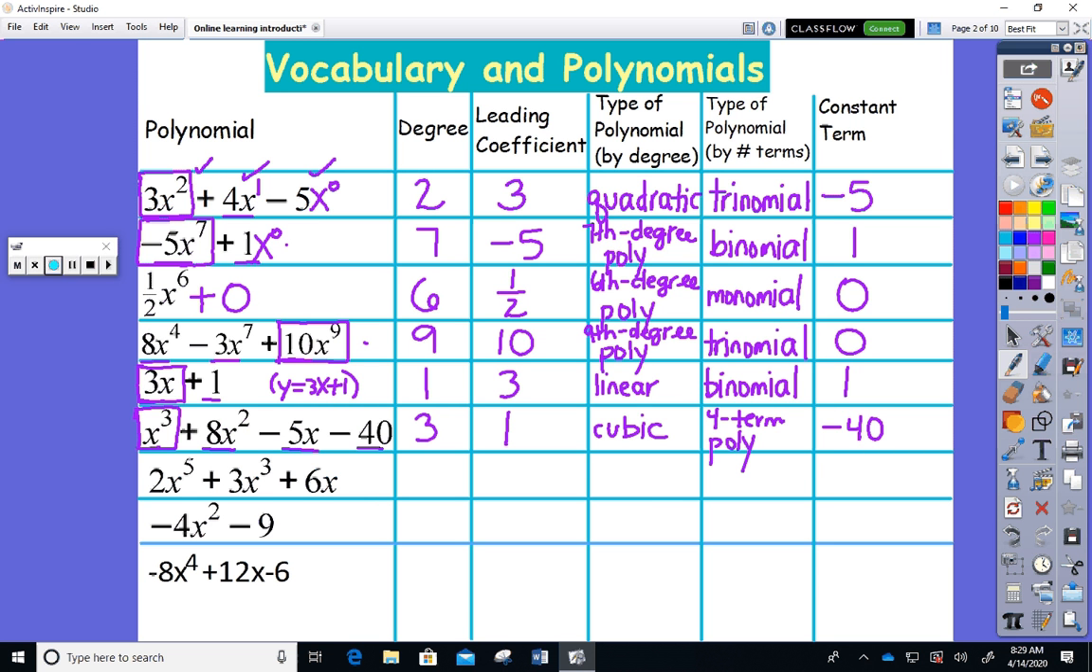Okay, so on the next one, 1, 2, 3 terms, trinomial. No plain number, so the constant term is 0. X to the 5th is my largest exponent overall, so 2x to the 5th is my leading term. 5 then is my degree, 2 is my coefficient. And again, 1st degree is linear, 2nd degree is quadratic, 3rd degree is cubic, 4th degree we'll get to, 5th degree is quintic.